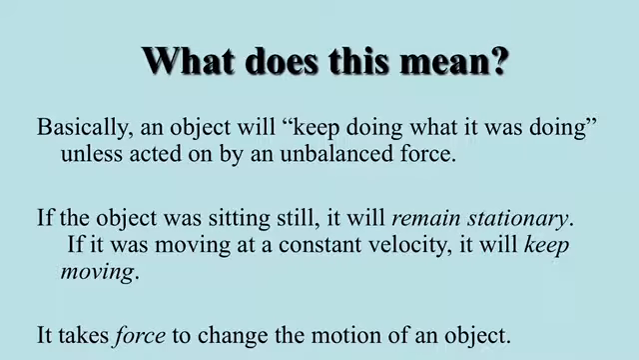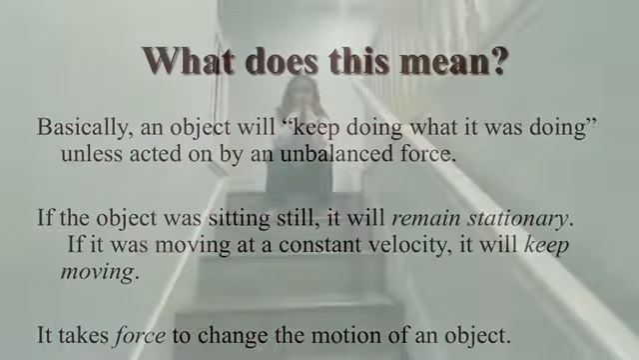So what does this mean? Basically, an object will keep doing what it is doing unless acted on by an unbalanced force. If the object was sitting still, it will remain stationary. If the object was moving at a constant velocity, it will keep moving. It takes force to change the motion of an object.